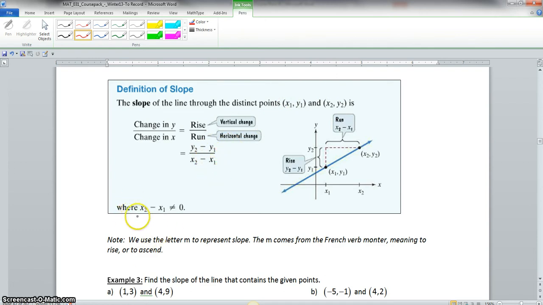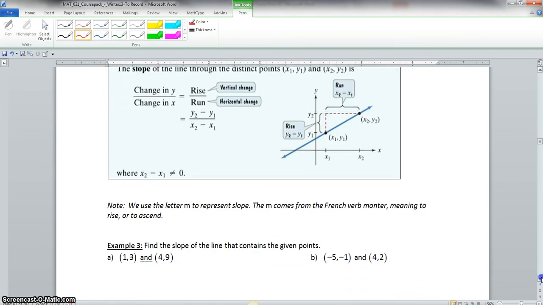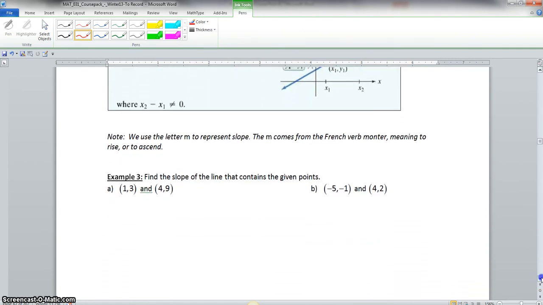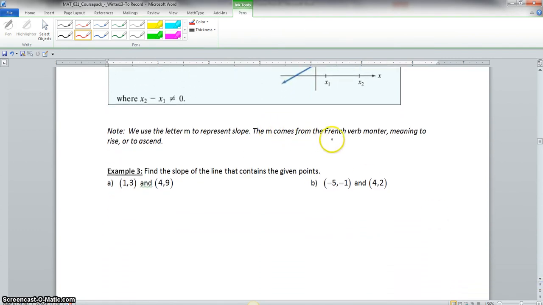Now, if you notice here, it says that this works where x2 minus x1 is not equal to 0, and we will get to that a little later. So now, it says we use the letter M to represent slope. The M comes from the French verb monter, meaning to rise or to ascend. Now, example 3, find the slope of the line that contains the given points.